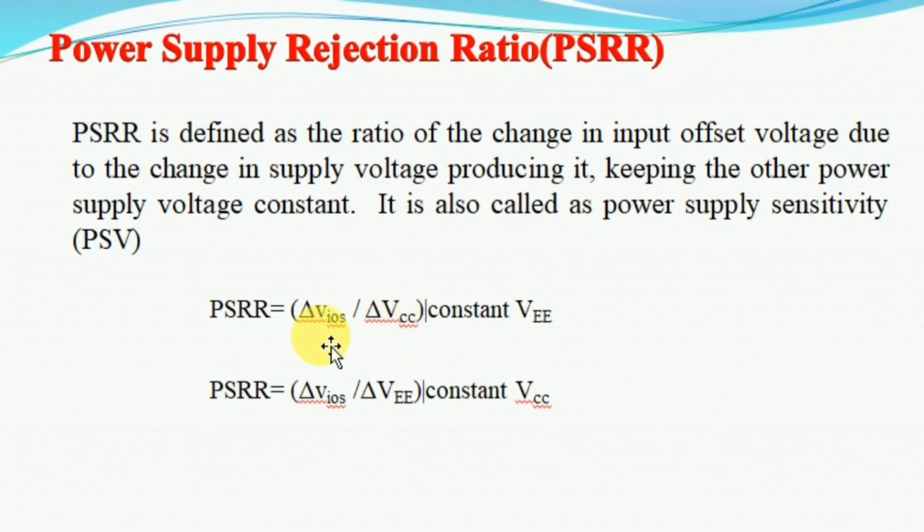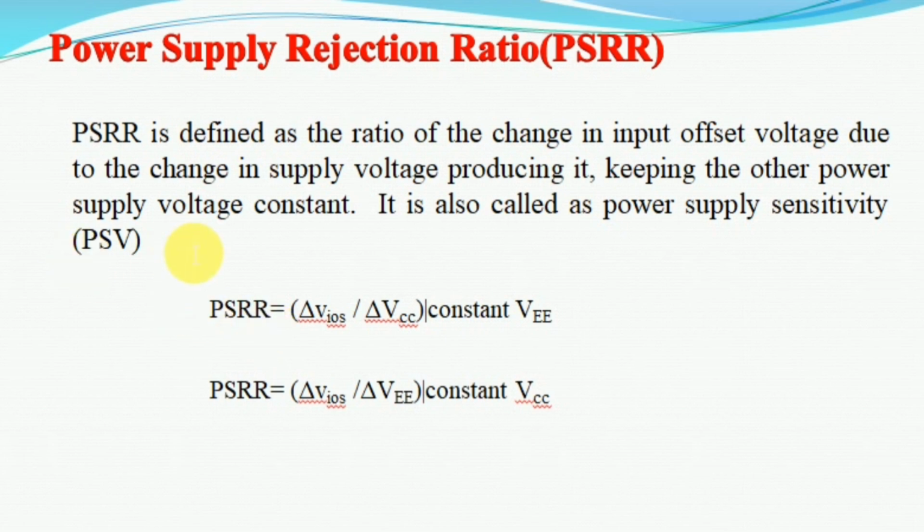So this change of input offset voltage divided by the change of one power supply, maintaining the other power supply constant, is nothing but the power supply rejection ratio. Okay, this is the definition of power supply rejection ratio. In some cases we can also call it power supply sensitivity, that is PSV.